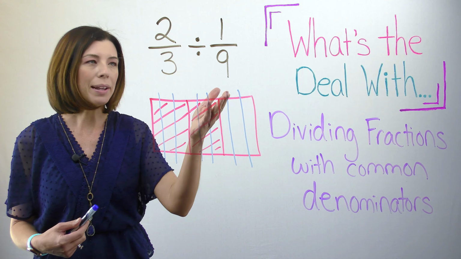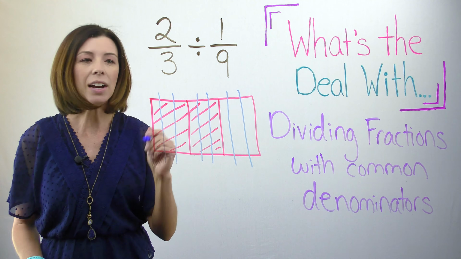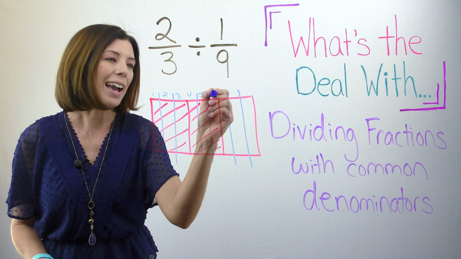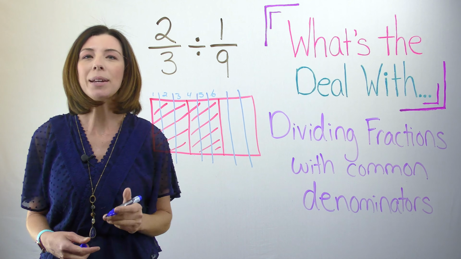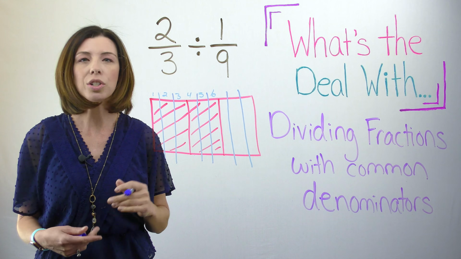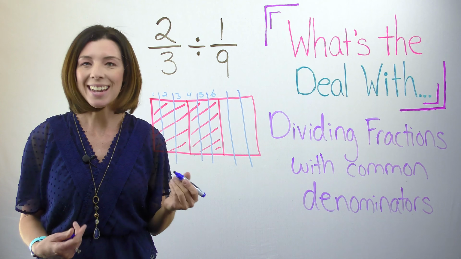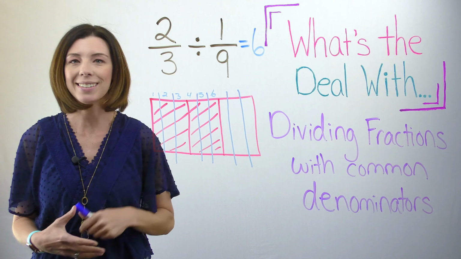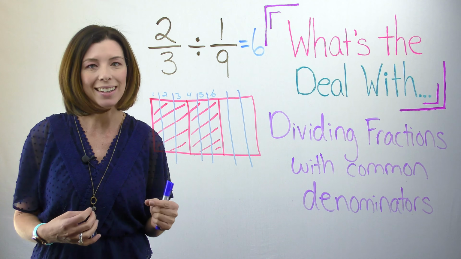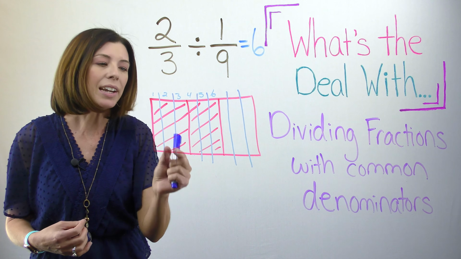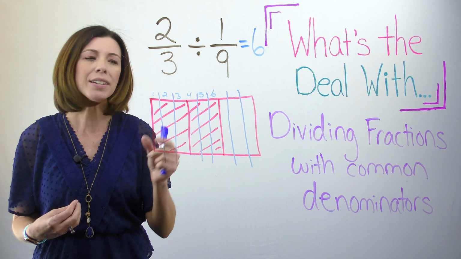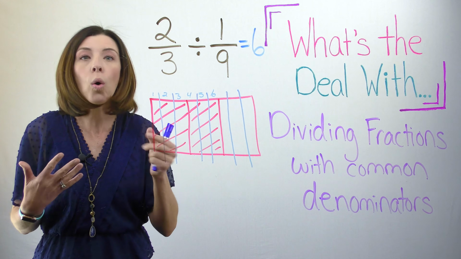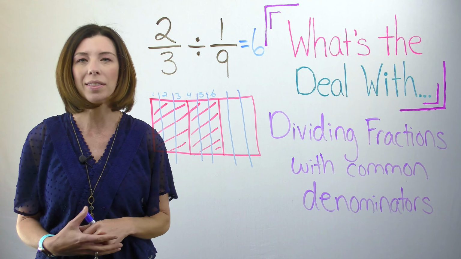Again, my question is, how many copies of 1/9 are in 2/3? I can count this. There's 1, 2, 3, 4, 5, 6. 6 copies of 1/9 in 2/3. My answer would be 6. 2/3 divided by 1/9 would give me 6. Notice that this is not 6/9. I'm asking how many of these 1/9 slices fit inside 2/3. The answer would just be 6 whole 1/9 slices, if you want to think of it that way.